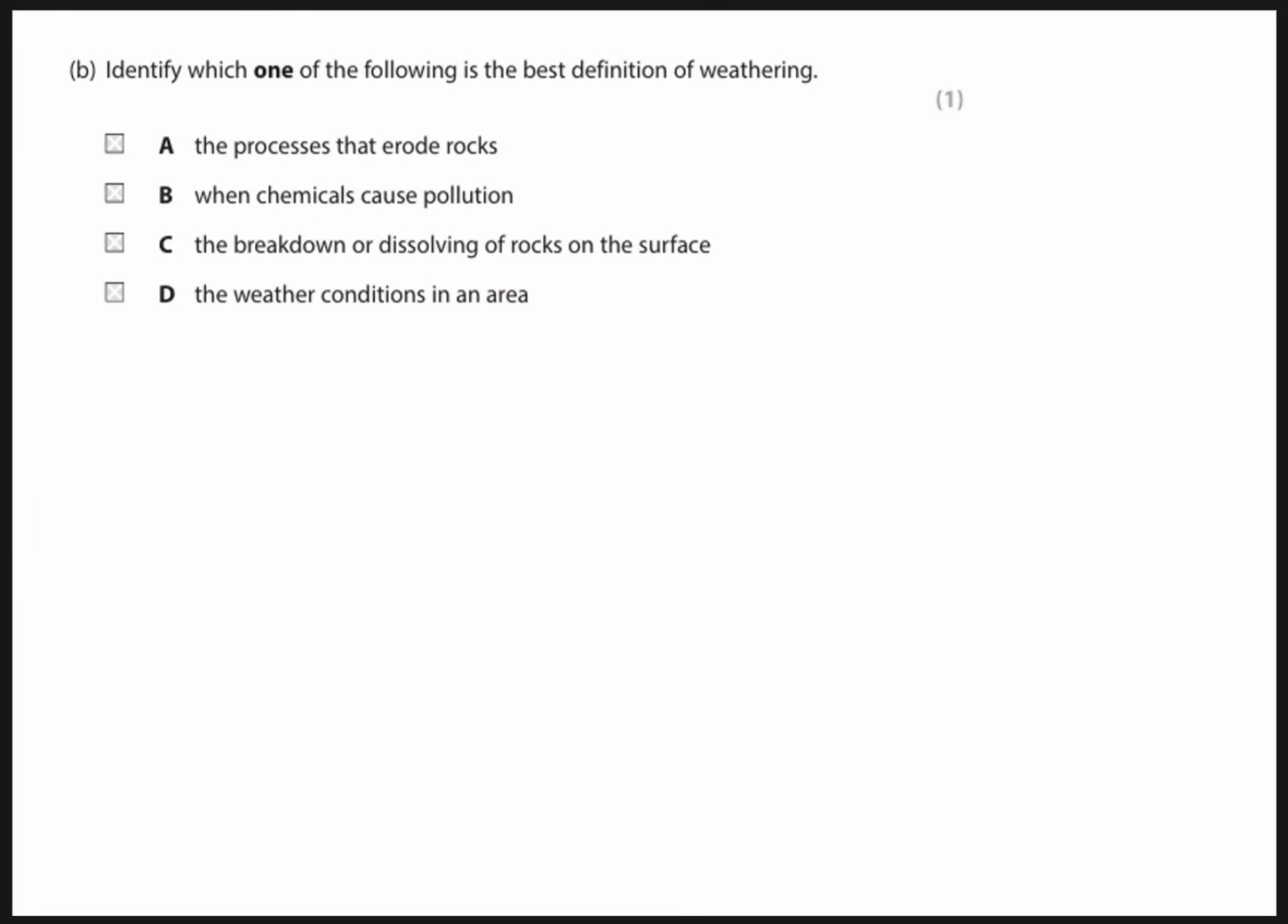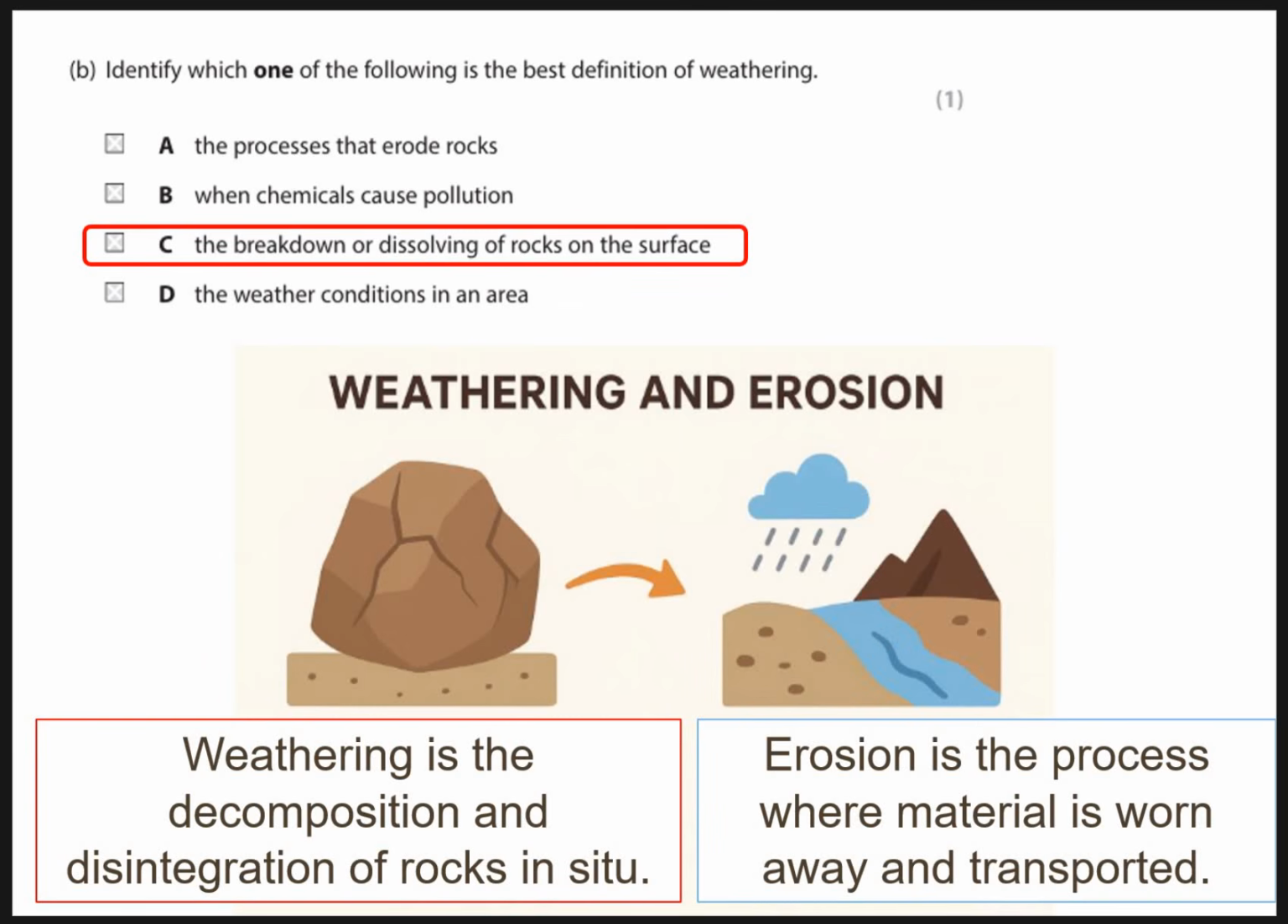Question B. Identify which one of the following is the best definition of weathering. This is a good one. You get either a weathering question or an erosion question, so knowing the difference is absolutely key. There are slightly different definitions depending on how you've been taught. The definition that we use is that weathering is the decomposition and disintegration of rocks in situ. So it's close to the answer of C, the breakdown or dissolving of rocks on the surface. Erosion is the process where material is worn away and transported.